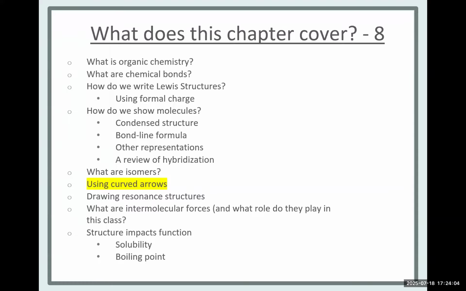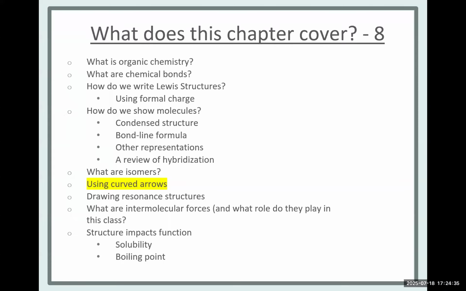Okay, so just to remind you what we've covered in this chapter, we talked about what even is organic chemistry, carbon-based compounds, what are chemical bonds, they form with the overlap of electrons. We talked about writing Lewis structures using formal charge, and we also talked about hybridization and shapes of molecules. And then we talked about how we can show those shapes of molecules and all the different representations that we've used.